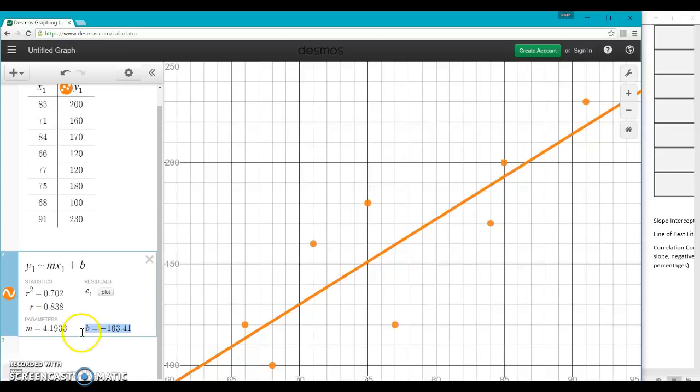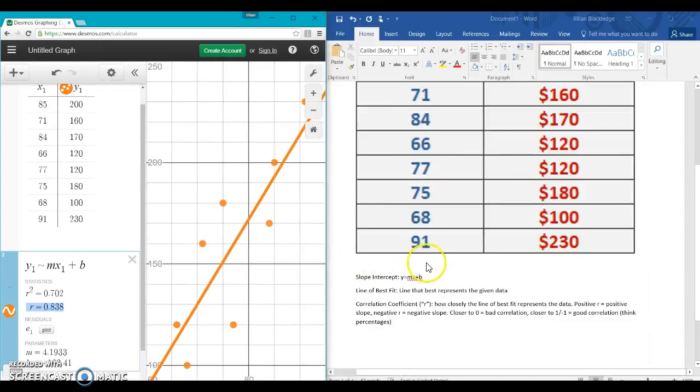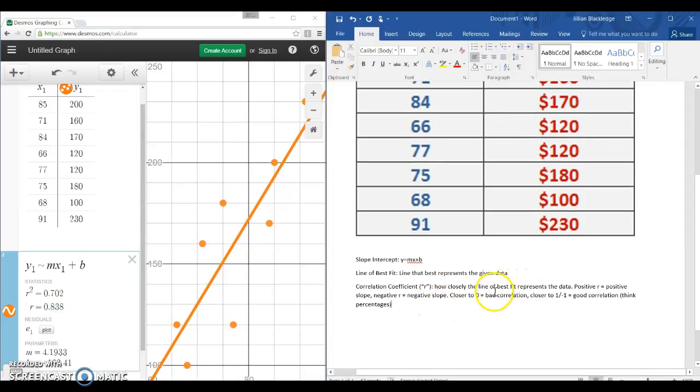There's another piece of information that this block gives you, and that's this r value here. This r value is what's called your correlation coefficient. Your correlation coefficient is how closely the line of best fit represents the data. If you have a positive r, that means you have a positive slope. Over here we have a positive 0.8, so that's why our slope is going up. If you have a negative r, it's a negative slope. The closer to 0 is a bad correlation, and the closer to either 1 or negative 1 is a good correlation. Think percentages. The closer you are to 0, that's a 0% correlation. The closer you are to 1, that's a 100% correlation.